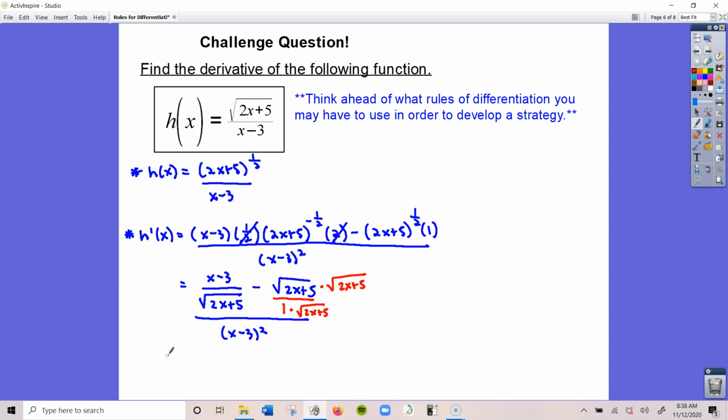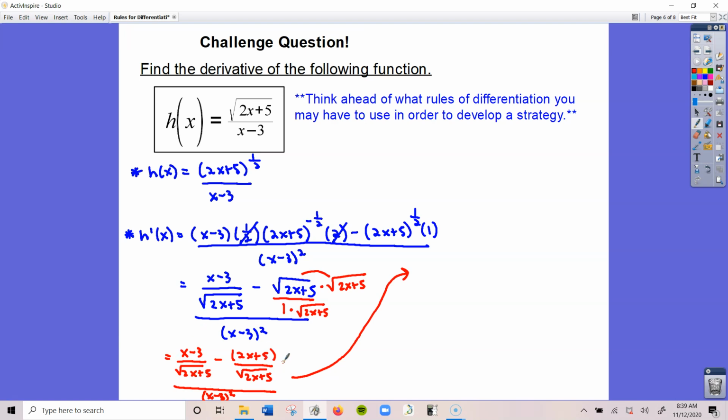So what this ends up giving me is (x - 3) over the square root of (2x + 5) minus, now when I multiply this, the square roots cancel, so it'll be minus (2x + 5) over the square root of (2x + 5), and everything is over (x - 3) squared. Now let's rewrite this again just a little bit nicer.